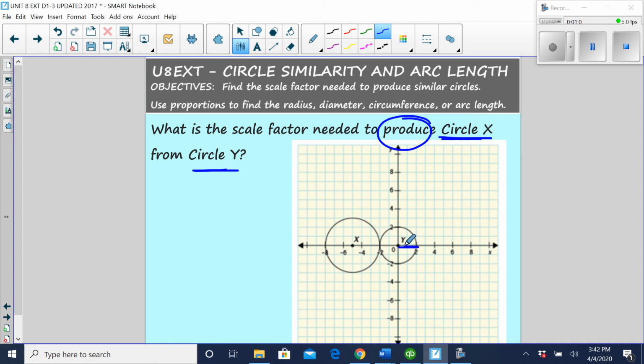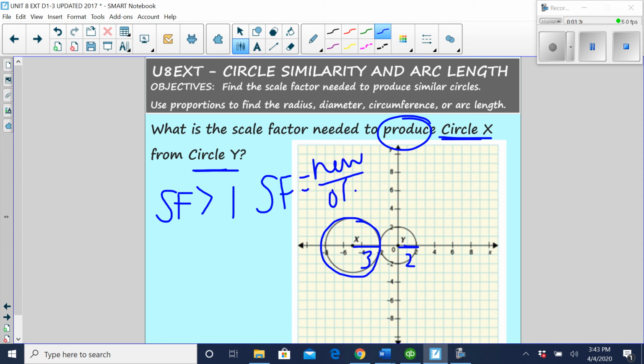So the radius of circle Y is 2. The radius of circle X looks like it's 1, 2, 3, okay? So if they want to produce circle X from circle Y, think about it. If this is my ending figure, is it larger or smaller than the original? It's larger. That means the scale factor should be greater than 1. Okay, when I write the scale factor, I put a number from the new figure over a number from the old figure. So the scale factor here would have to be 3/2, which makes sense because my figure got bigger.